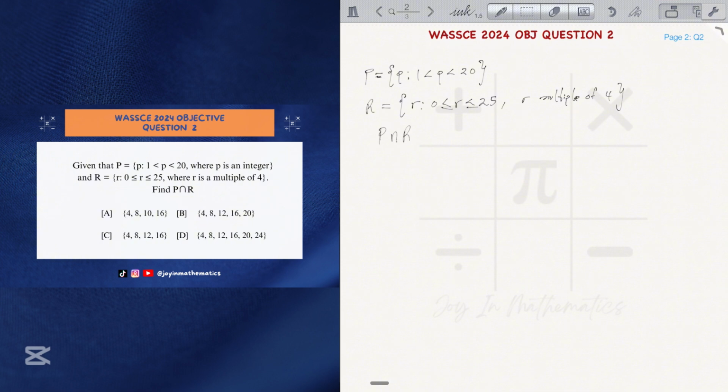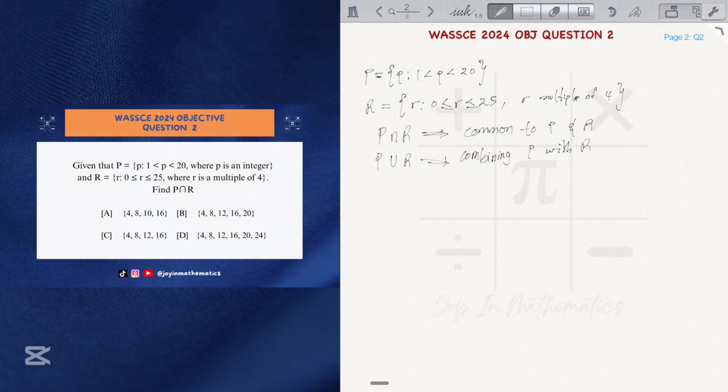We understand that intersection means we pick what is common to P and R. If we had a question like P union R, that means we are combining. We are no longer selecting what is common; we are combining the elements or components of P with R. So the first thing to do is to write out the components of P and R.